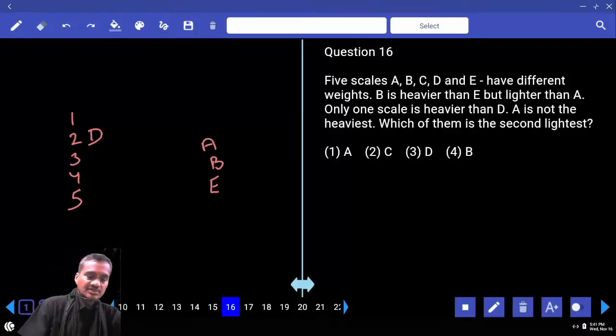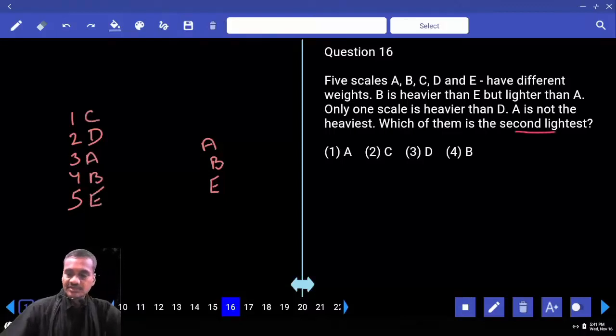A is not the heaviest. As A cannot be the heaviest, A is here, B is here, E is here, and C must be the heaviest. Which of them is the second lightest? B is the second lightest. Choice 1 for question number 16.